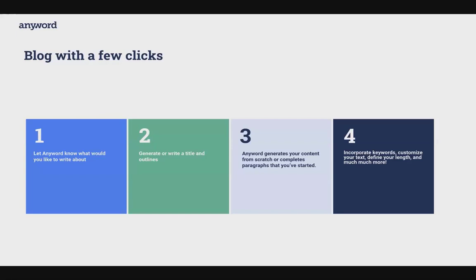So basically, it's really simple. To form a blog, you just need to tell it what you want to write. It will then generate a title and then content from scratch. You can customize it. You can add keywords. You can have it complete your sentences, which is super cool. And let me tell you why this is revolutionary.